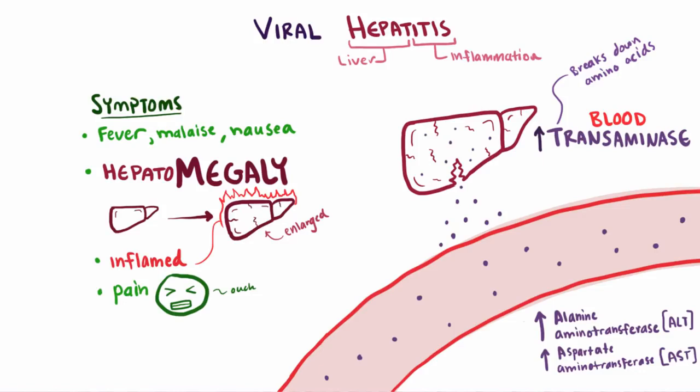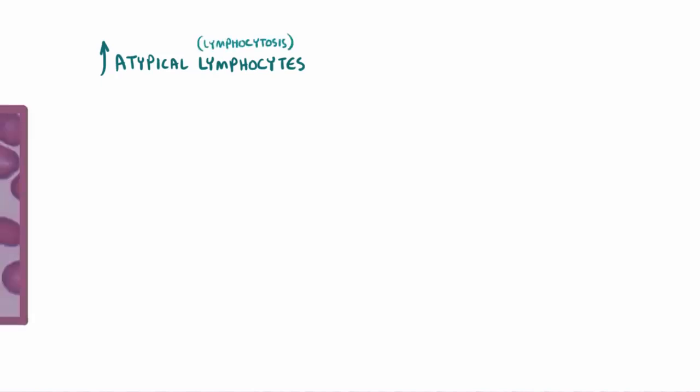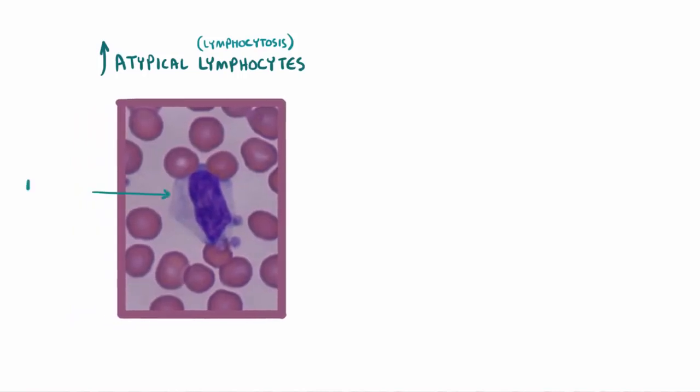Typically, even though both are elevated, ALT will be greater than AST in viral hepatitis, and it'll also be the last liver enzyme to return to normal. Also, elevated levels of atypical lymphocytes are common to see with viral hepatitis, known as atypical lymphocytosis. The lymphocytes are usually huge, very large, due to stimulation from antigens, in our case the hepatitis virus antigens.